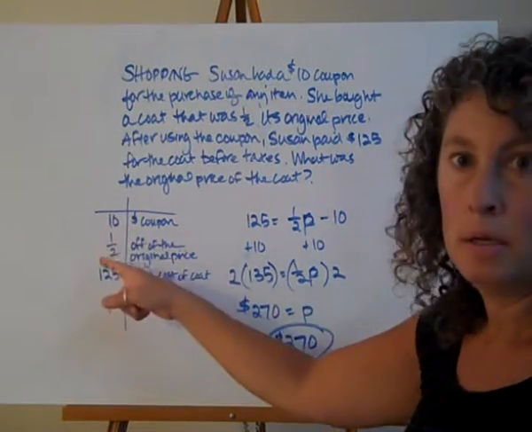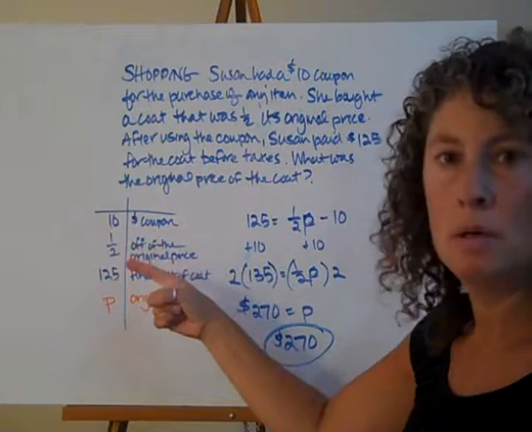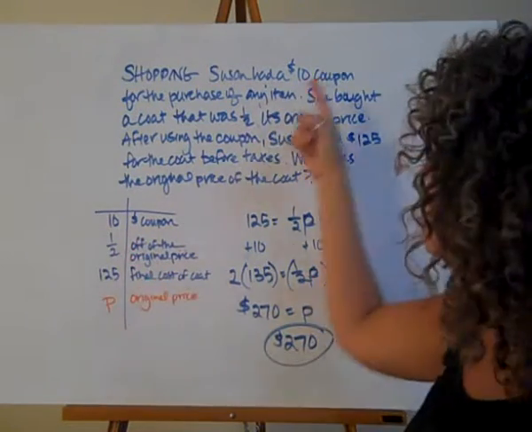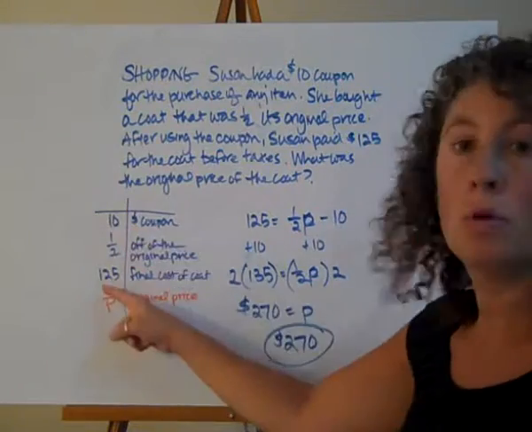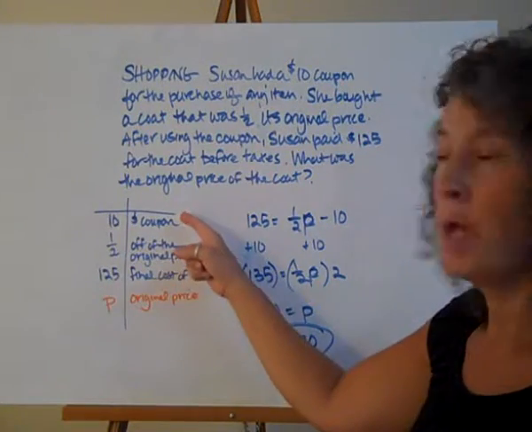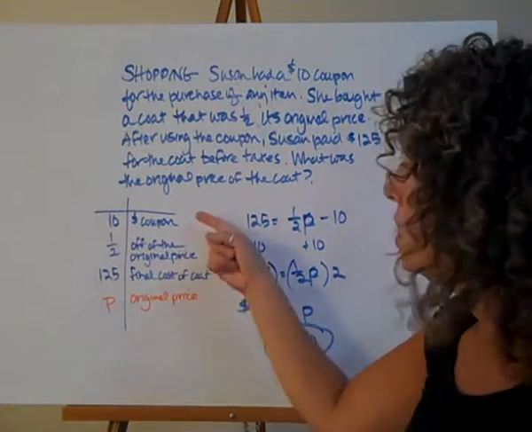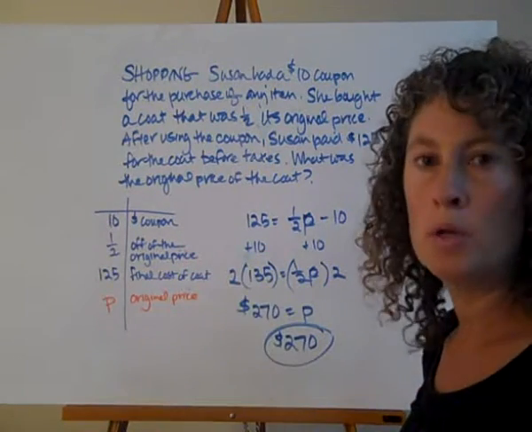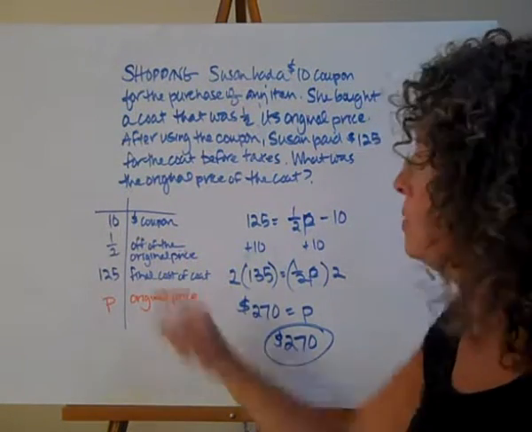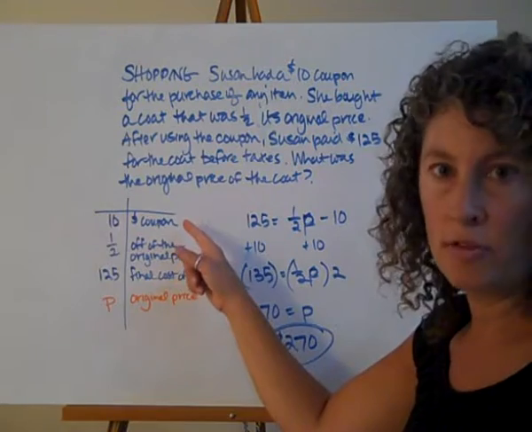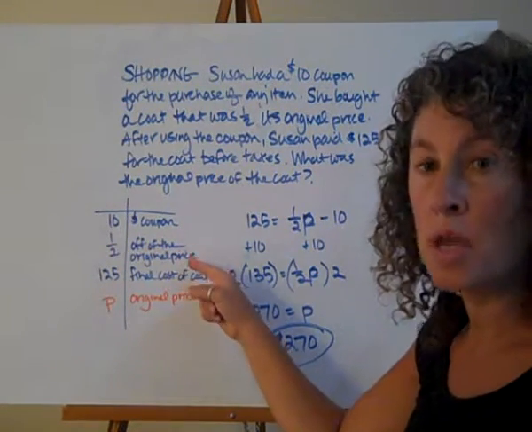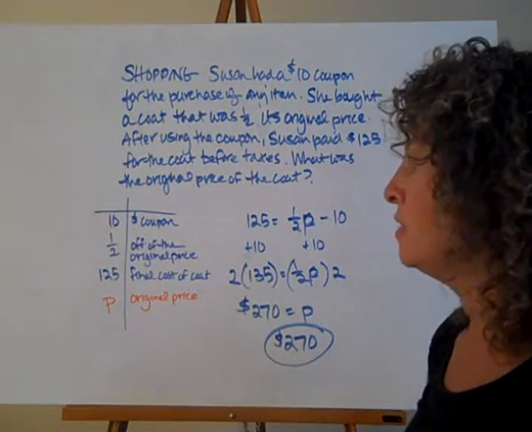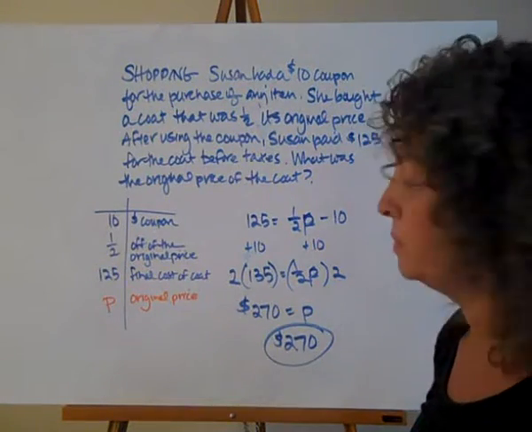On the left side, write out any numbers in your word problem. So I see a 10 here, I see a half, and I see a 125. So I wrote those out. Then I went through and on the right side I labeled what each of those numbers mean in the word problem. So 10 is the amount of money she's getting for her coupon. Half is how much off of the original price she is going to get. And 125 is the final cost of the coat.